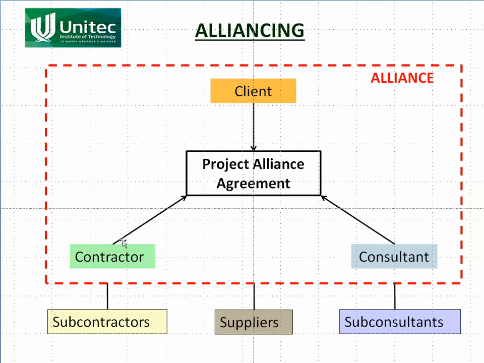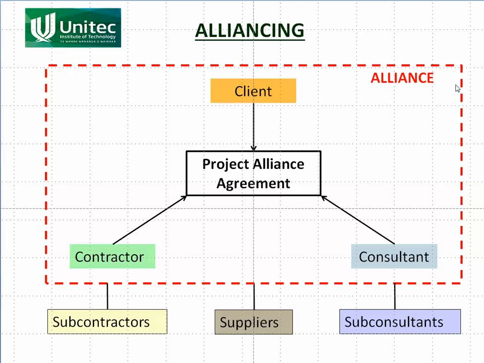Oftentimes you'll have several contractors and several consultants. The thing about an alliance is it costs a lot of money, it takes a lot of time to set up. So it's really only worth it when the project's value is hundreds of millions or billions of dollars. So those really big projects work really well with an alliance. Anything smaller than hundreds of millions is just too small for an alliance. It's just not worth doing.